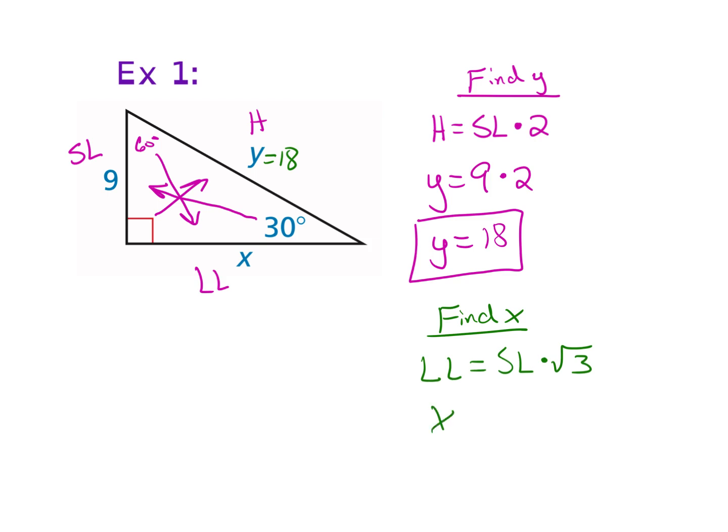The long leg is x. My short leg is 9 times square root 3. Well, if we want to leave it in simplified radical form, we're not going to combine a whole number with the radical. So there's nothing else we could do there. So our x is just simply 9 square root of 3. And that's my answer for that one.